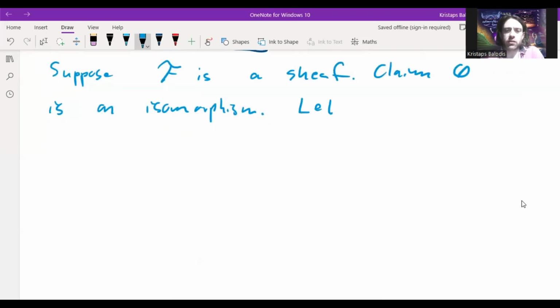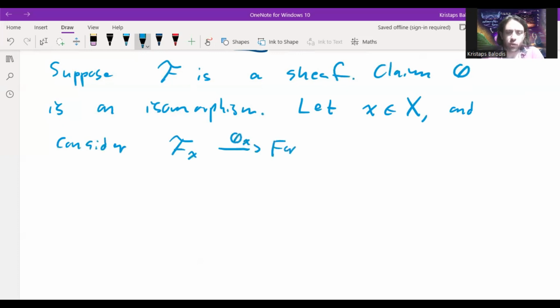So, well, what did I make in my notes here? I want to be consistent with my notes because I'm going to get myself confused. So let x be a point in our space and consider the induced map on the stalks, so theta sub x of F plus x.